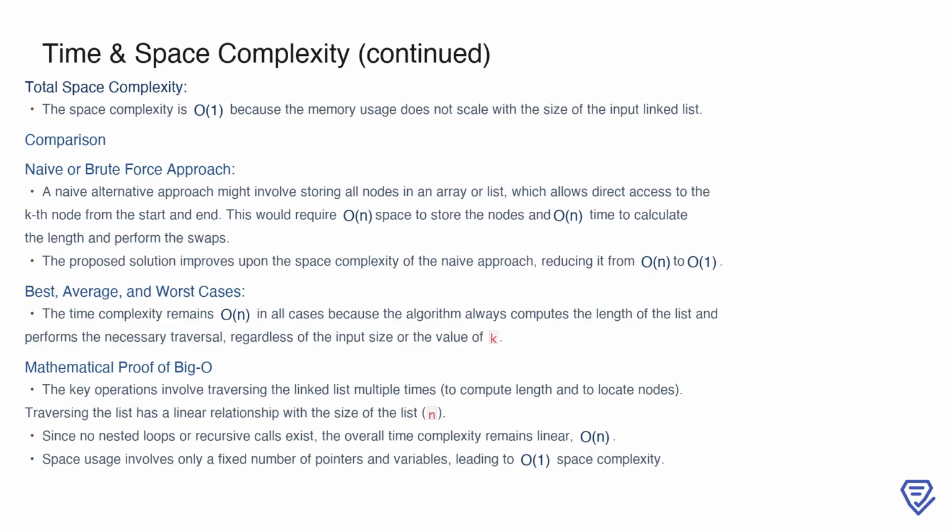For all input sizes and values of k, the time complexity is consistently O(n), as the algorithm always computes the length and performs the necessary traversals. The absence of nested loops or recursion further ensures that the complexity remains linear. Similarly, the space complexity is consistently O(1), as only a fixed number of variables are used. This achieves optimal efficiency for both time and space, making the algorithm robust and scalable for large linked lists.